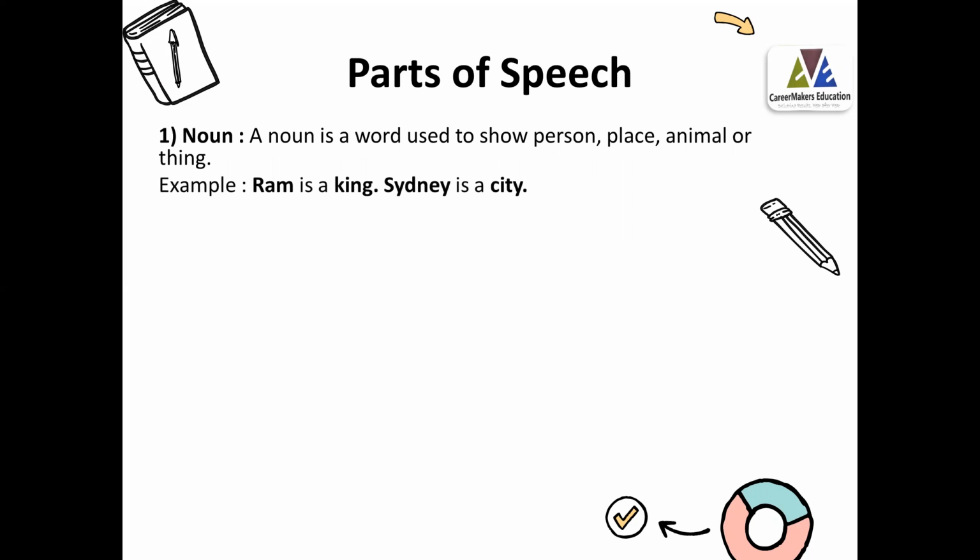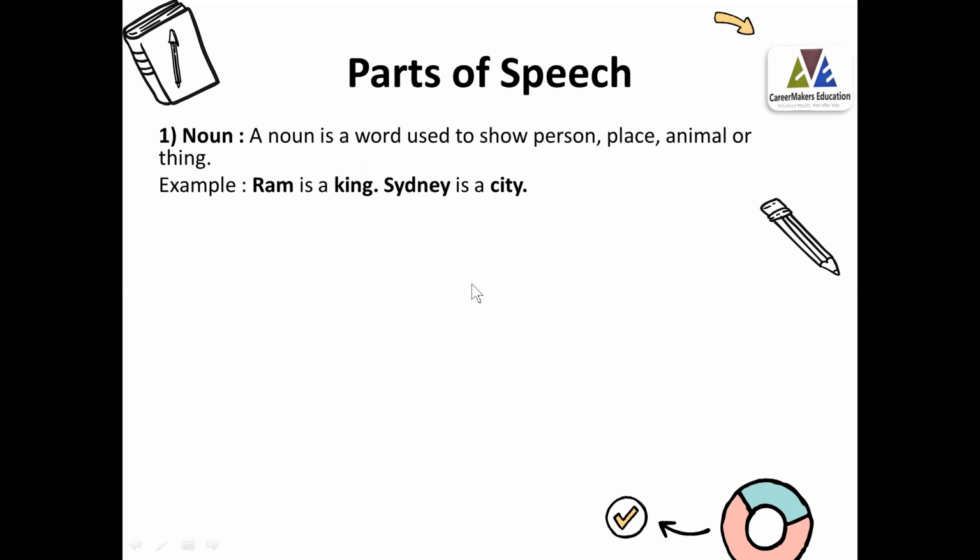The first part of speech is a noun. What is a noun? A noun is a word used to show person, place, animal, or thing. So you need to remember these 4 important things. A noun is a word used to show person, place, animal, or thing.